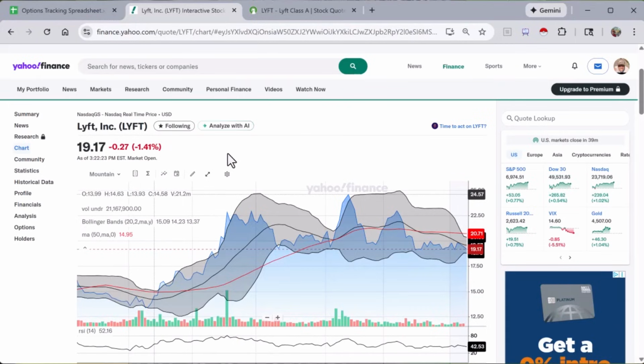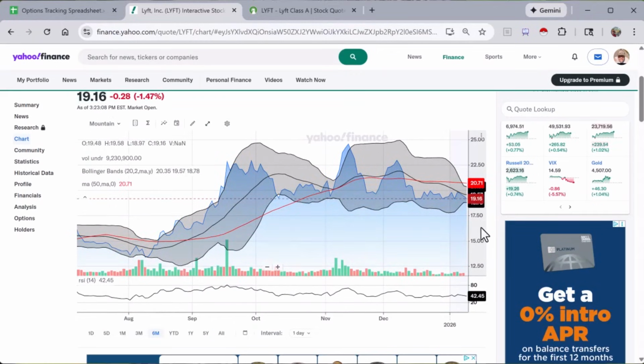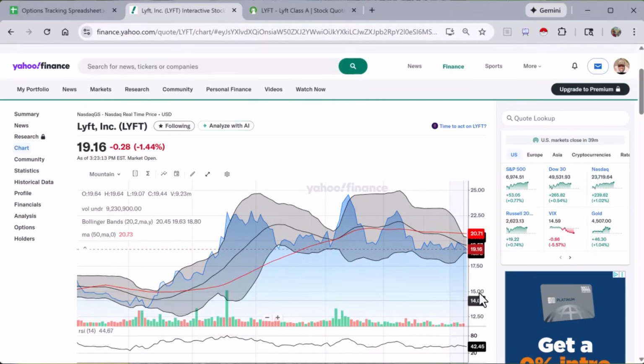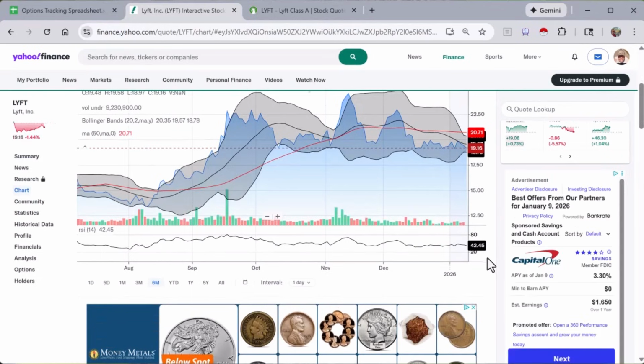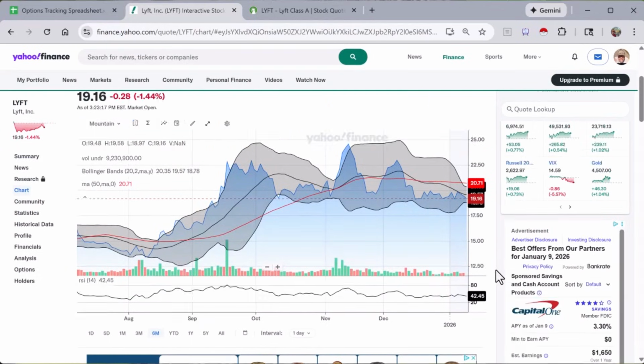So the reason why I'm looking at Lyft is because if you look at the lows here for the past couple of months, it's about 19 are the lows. If you look at what it's trading at today, it's almost trading at a low. So I'm thinking if it comes down here to 19 or so, it's going to bounce and go back up. So just by glancing at this Bollinger Band, and the RSI is at 42, which is getting kind of low, meaning it's starting to get toward the oversold part a little bit.